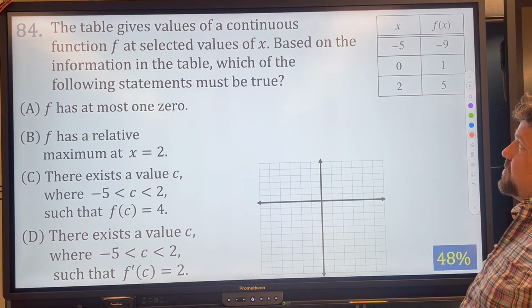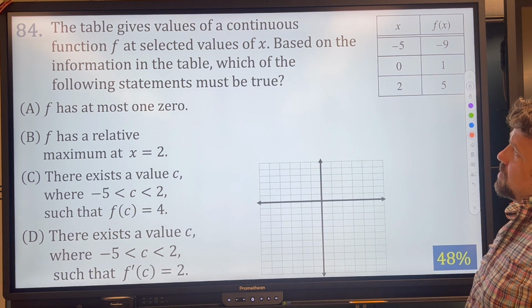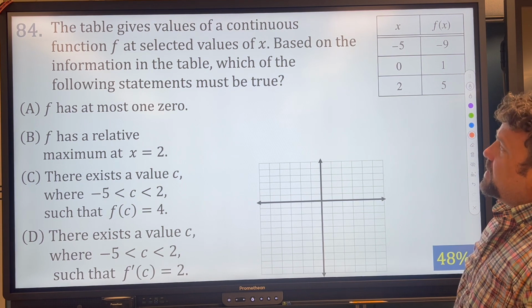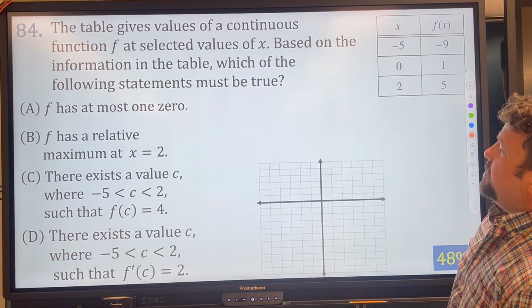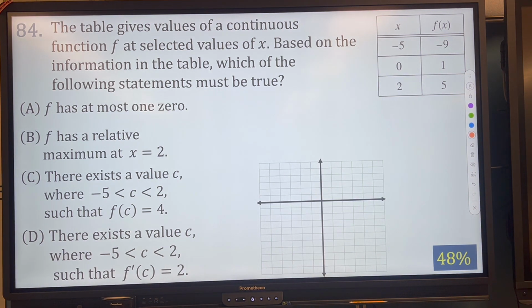84, a table gives values of a continuous function f at selected values of x. Based on the information in the table, which of the following statements must be true? All right, so the first one says, does f have at most 1 zero? Does f have a relative maximum?